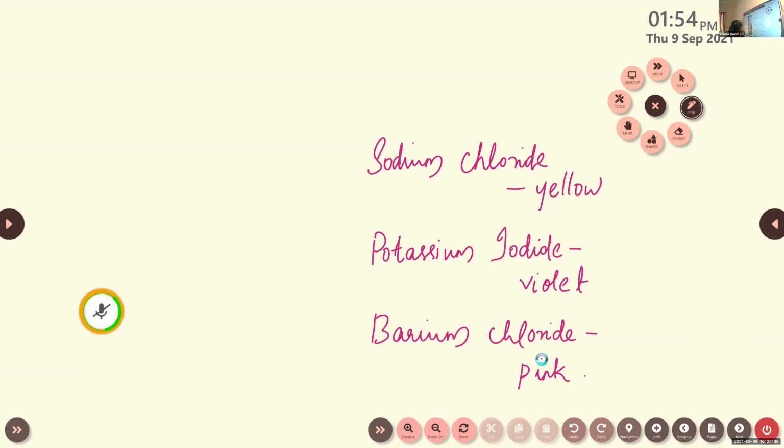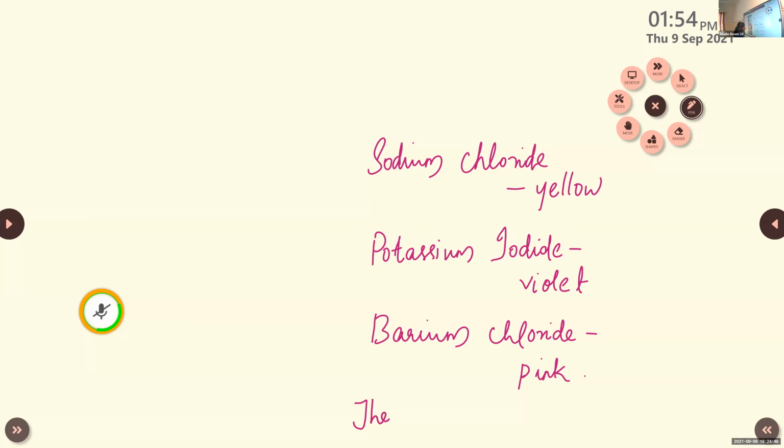Then the next question, do these compounds melt? All these compounds have high melting point. So high temperature is needed to melt all the salts. They have high melting point.